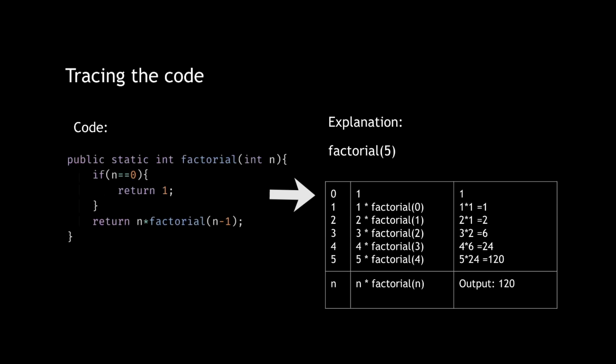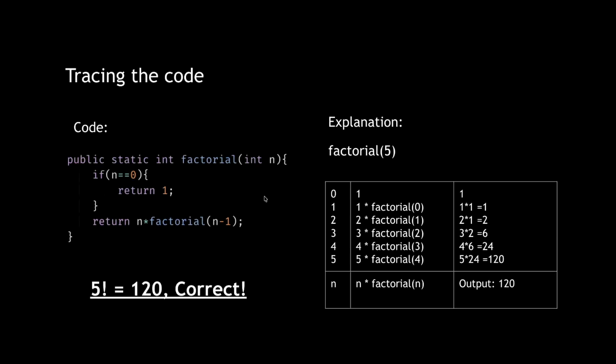Now the program starts calculating backwards. When factorial(0) is called, it returns 1. For factorial(1), it would be 1 times factorial(0), which is 1 times 1 equals 1. Then it would do 2 times factorial(1), and 2 times 1 is 2. Then 3 times factorial(2), and 3 times 2 is 6. Then 4 times factorial(3), and 4 times 6 is 24. And finally, 5 times factorial(4) is 5 times 24, which is 120. This matches our answer because 5 factorial is also 120.